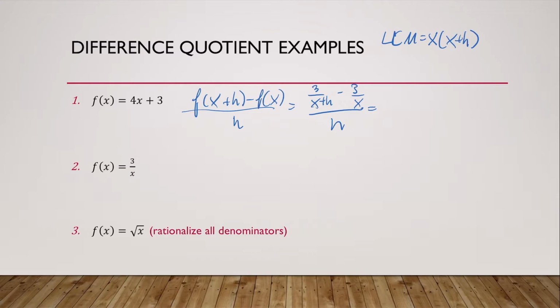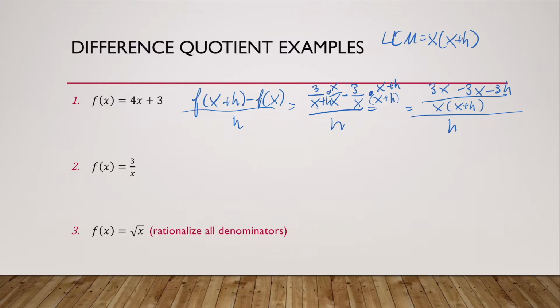So I'm going to take my fraction on the left and multiply it by x on the top and the bottom. We do that to harness the power of 1. And this fraction on the right, I'm going to multiply by x plus h on the top and the bottom. That gives me 3x minus 3x minus 3h all over x times x plus h, over h. Oh my gosh, this is a complex fraction.